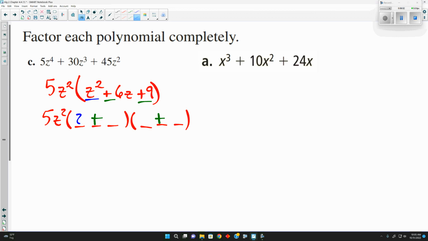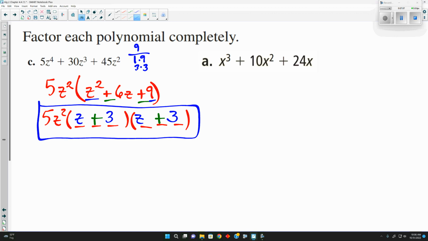Factors of z squared is going to be z and z. Well, factors of 9, we have 1 and 9 or 3 and 3. Well, the one we'll want is 3 and 3. And if we did check it, this is what we would get. And I mean, we could have rewritten this as 5z squared times z plus 3 squared, because they are the same set of parentheses. It would be the exact same thing.